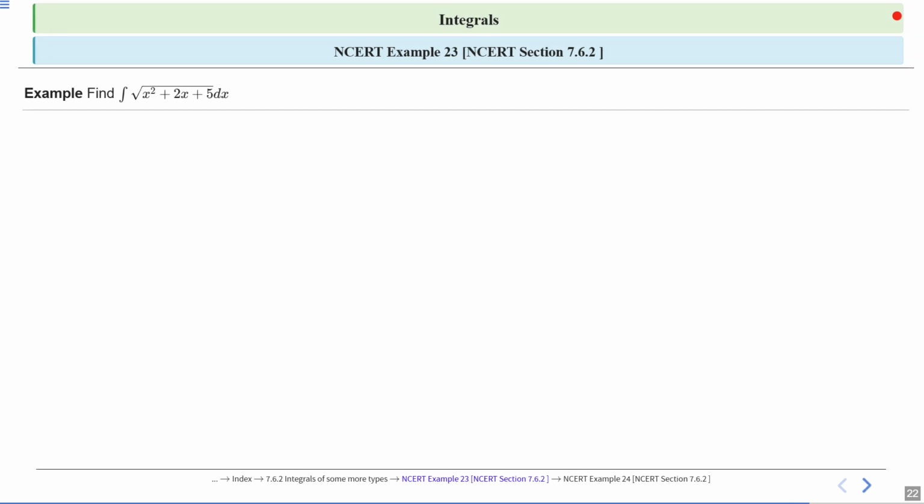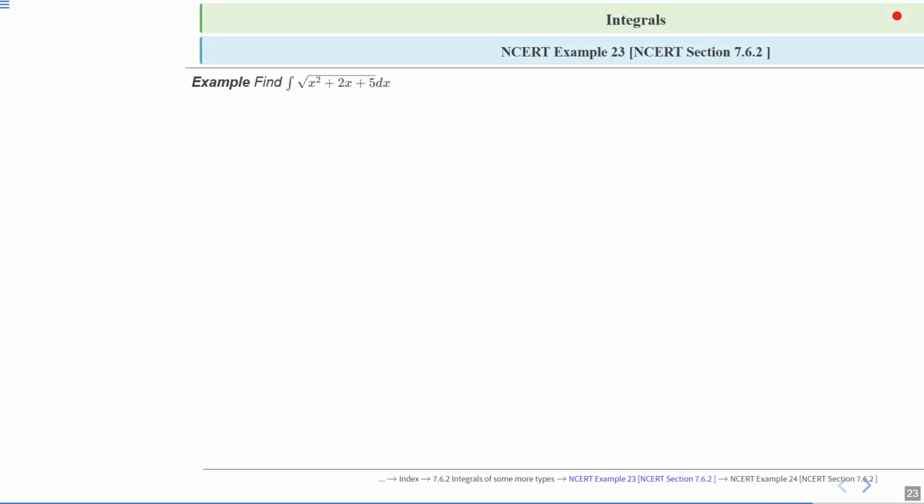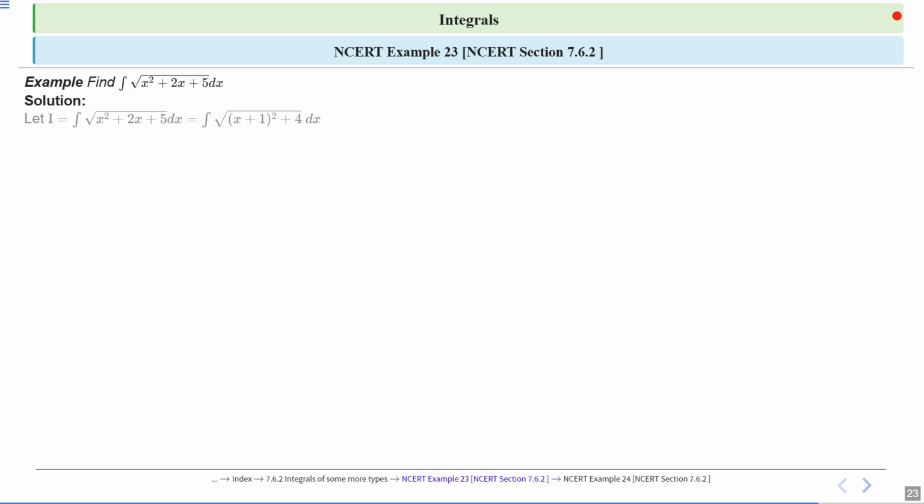Let's solve example 23. Find integration of root under x square plus 2x plus 5. Okay. So it is not of the form, we convert it into a form such that it can be recognized as any of the three cases. So we do this by using the completing square method.